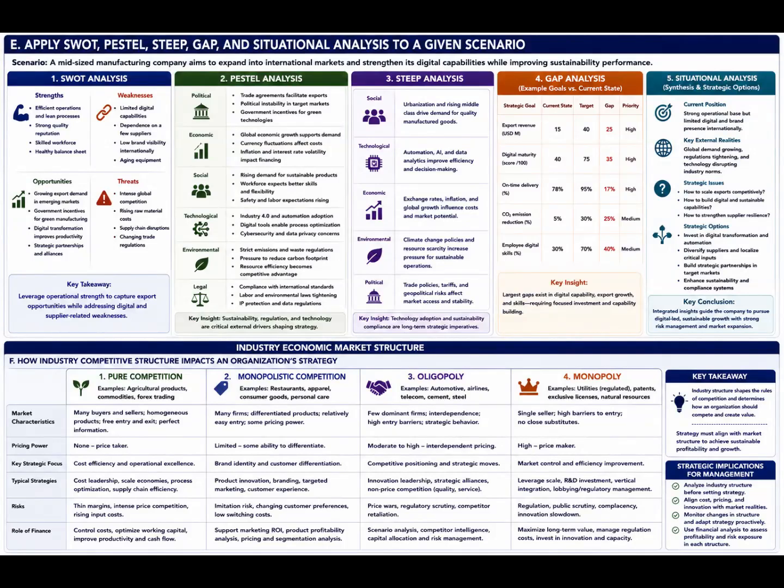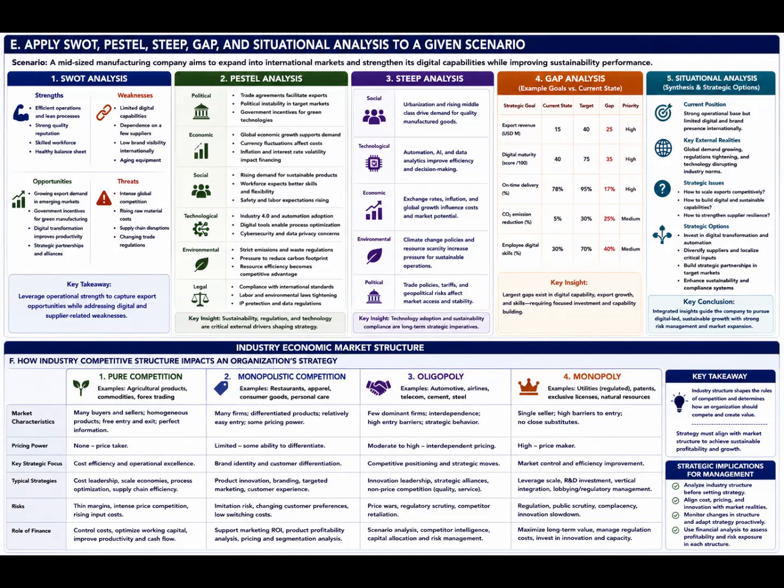LOS-E. Apply SWOT, PESTEL, STEEP, gap analysis, and situational analysis to a given scenario. Applying SWOT analysis involves identifying internal strengths and weaknesses alongside external opportunities and threats within a specific scenario. Strengths may include brand reputation, cost efficiency, or proprietary technology, while weaknesses may involve limited capital or operational inefficiencies. Opportunities could arise from emerging markets or regulatory changes, whereas threats may stem from competitors or economic downturns.